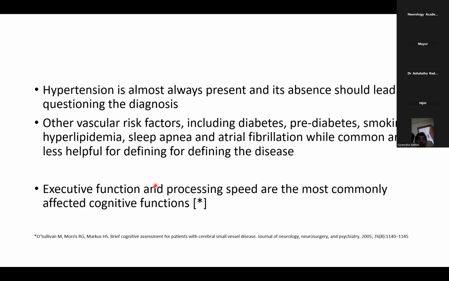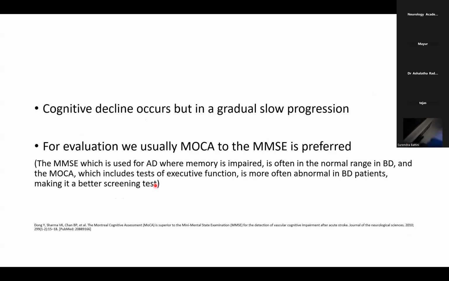Hypertension is almost always present, and its absence should lead to questioning of the diagnosis of vascular Parkinsonism. The other traditional risk factors such as diabetes, prediabetes, smoking, hyperlipidemia, sleep apnea, atrial fibrillation, while common, are less helpful for defining the disease. The executive function and processing speed are the most commonly affected cognitive functions in this condition. The cognitive decline occurs, but in a gradual, slow progression.